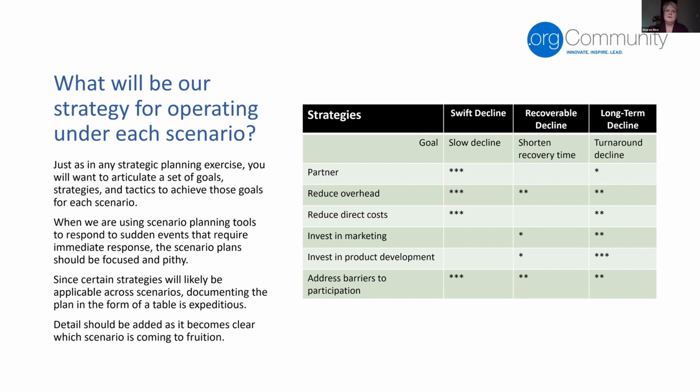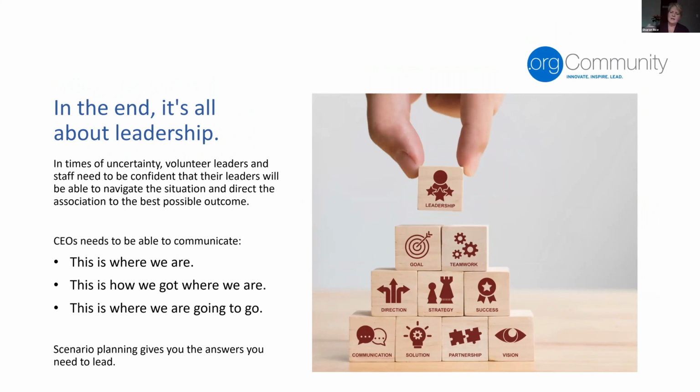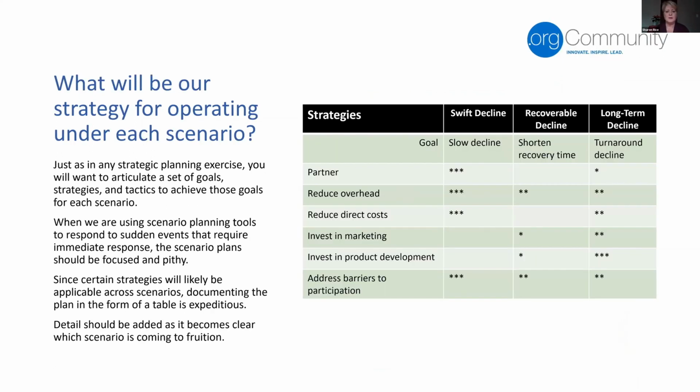I will say about scenario planning, let me go back for a second. Just like any type of a strategic plan, when we talk about partnering or reducing overhead or direct costs or whatever, you still have to put the plan part together. And I haven't done that as an example here, but you're still going to talk about what are my goals for partnering, and then what are the various strategies that I would look to under partnering, and the tactics and the timelines and things like that.